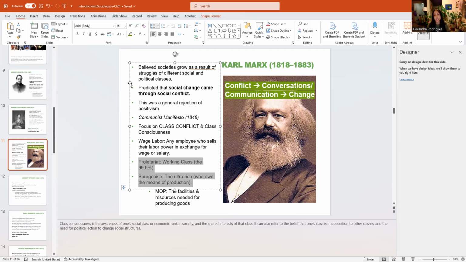The bourgeoisie is, sometimes people will say, oh, the 1%. I don't even think the bourgeoisie is 1%. I think the bourgeoisie is the 0.01%, the millionaires and billionaires, right? Those people at the very, very top. Everybody else is the proletariat.